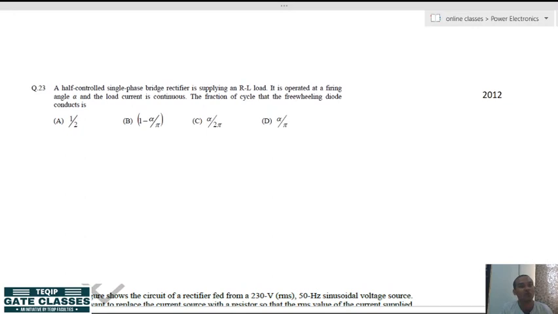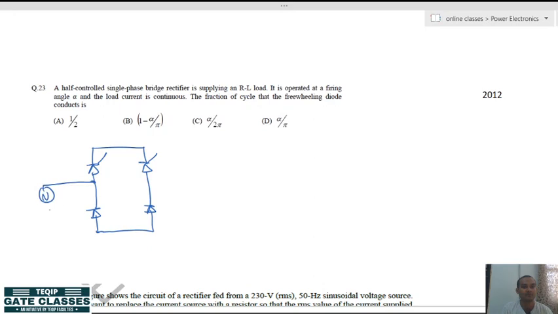A half controlled single phase bridge rectifier is supplying an RL load. So just by reading the question, you must conclude what half controlled means. Half controlled means semi converter. So just draw the circuit. And it is feeding an RL load. RL load means, if GATE people have not mentioned DCM mode, by default it is CCM mode.